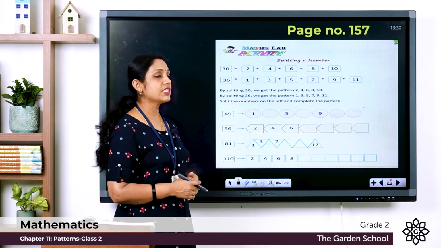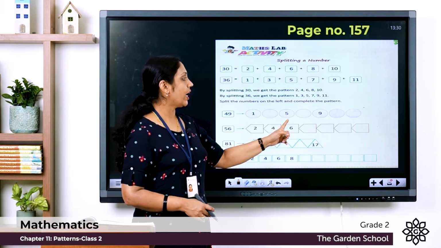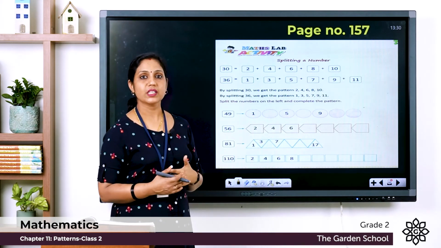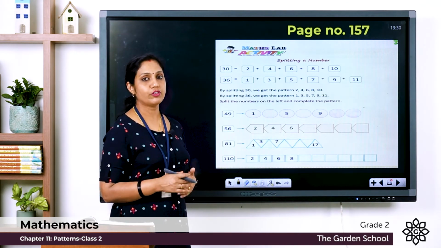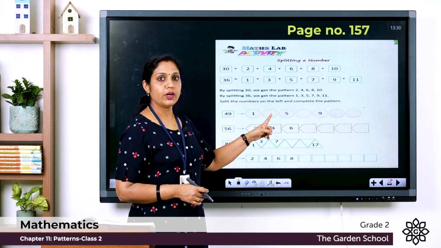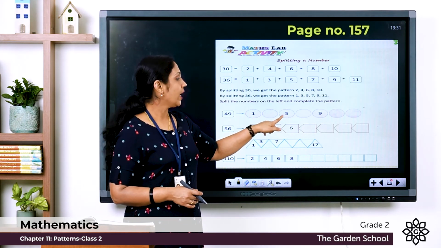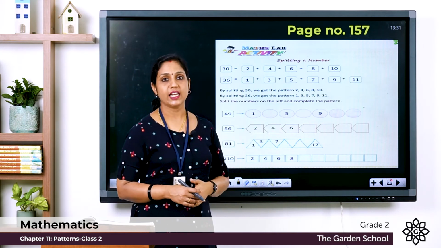The first one is 49 and see how many numbers are given. 1, 5, 9 are given and some numbers are missing here. So we have to find out. Let's check. After 1 the number is missing, and after that the number 5 is given. And then again we have the number 9.